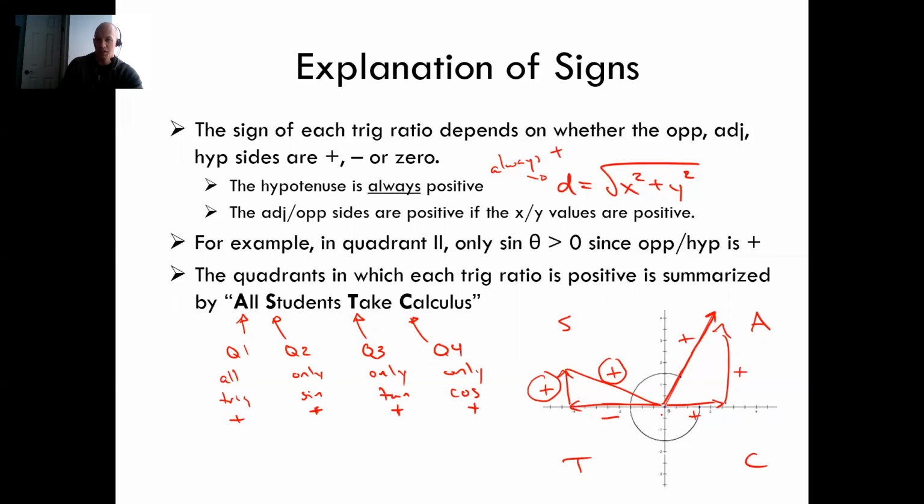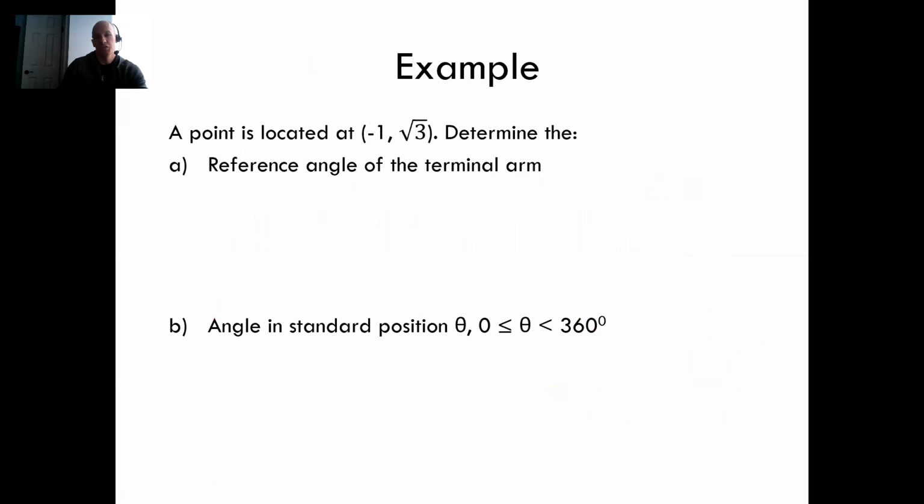In quadrant 3, tan will have a negative adjacent, a negative opposite, and a positive hypotenuse, but negative over negative is positive, so it'll be positive. Same with cosine. Okay, so let's do a little example.